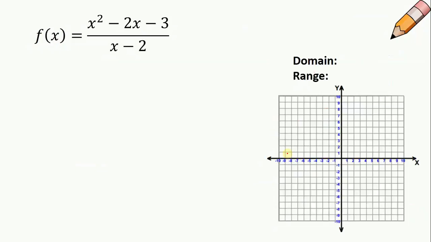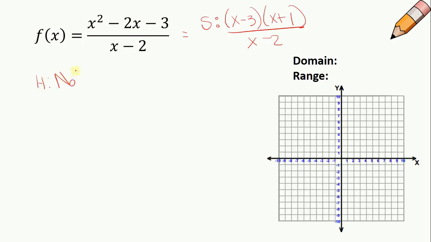Now, let's put this in perspective. Let's actually graph it when we have a slant asymptote. So I have x squared minus 2x minus 3 divided by x minus 2. So, very first thing, let's see if we can simplify, which I think we can. x minus 3, x plus 1 on top, over x minus 2 on the bottom. I have not a single hole, nothing canceled off.